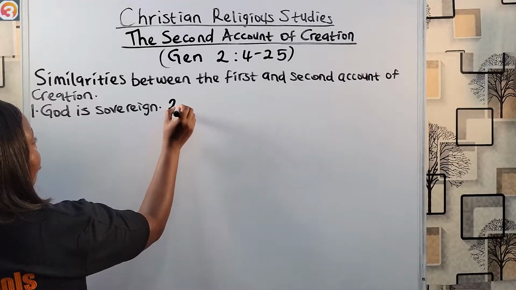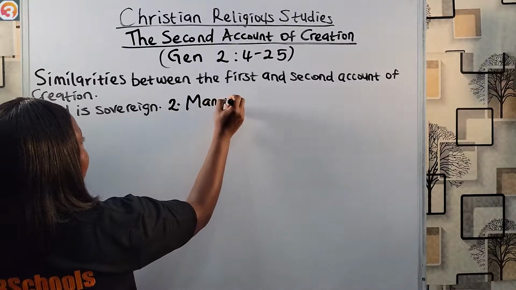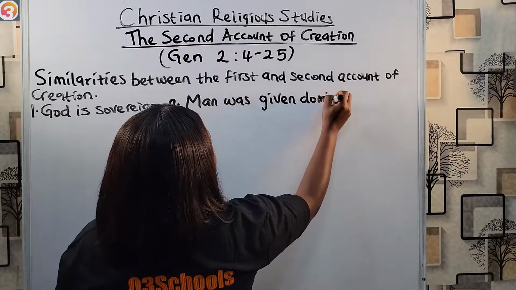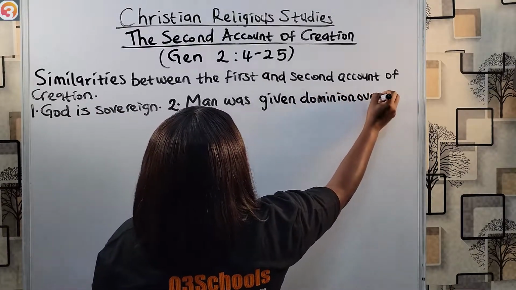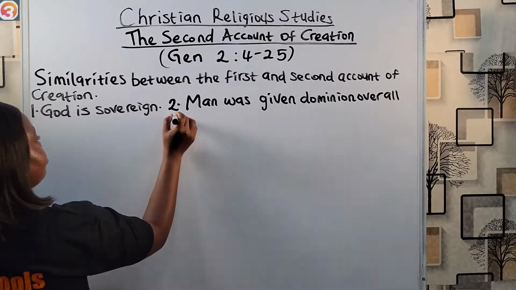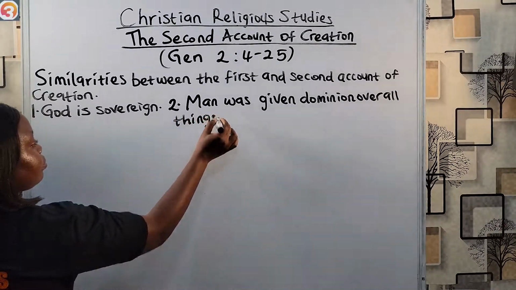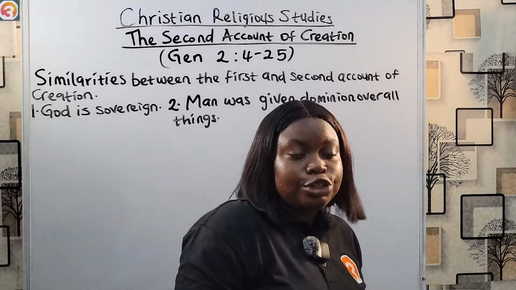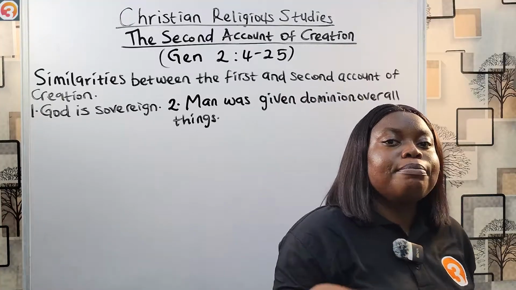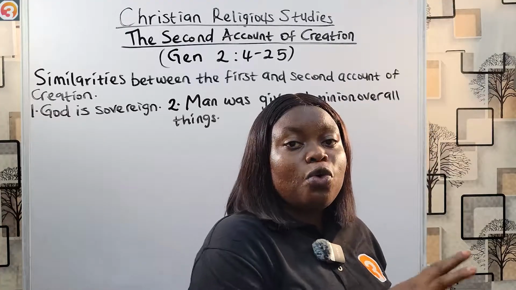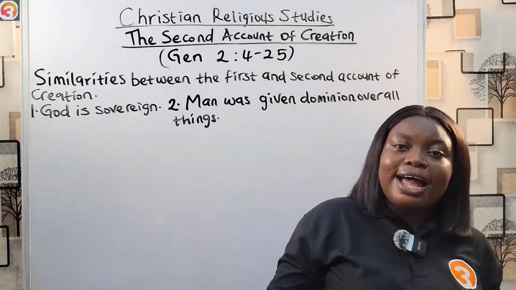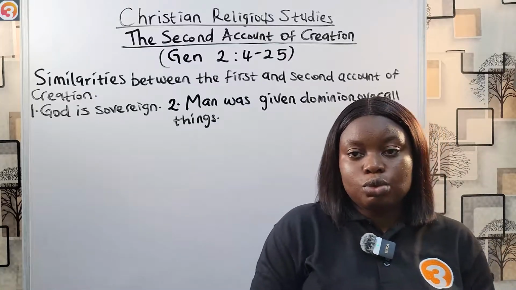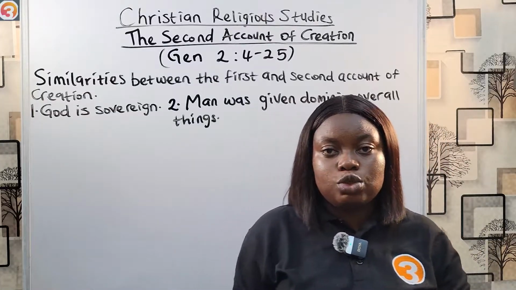Then two, we have man was given dominion over all things. In the first account, God made man in his image and likeness, and he gave him power. He gave him dominion over all that he had created. And then the second account, God put man in the Garden of Eden, and he asked him to what? To tend it, to maintain it, to till it.